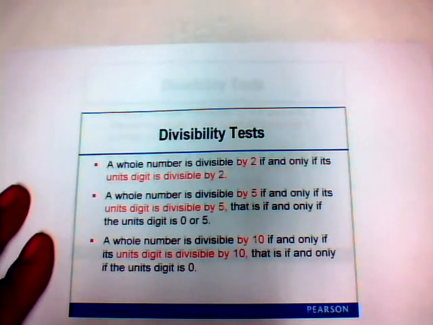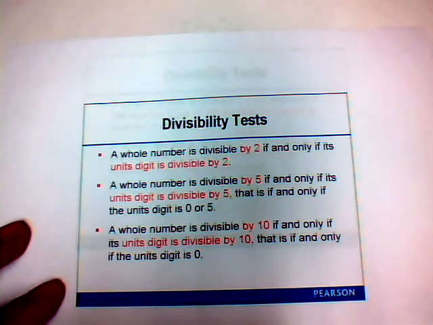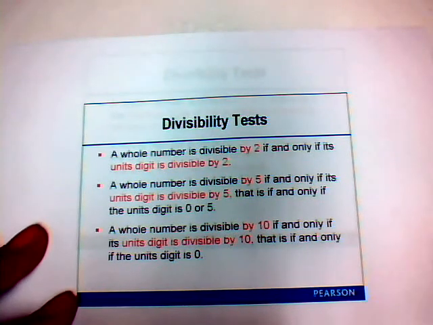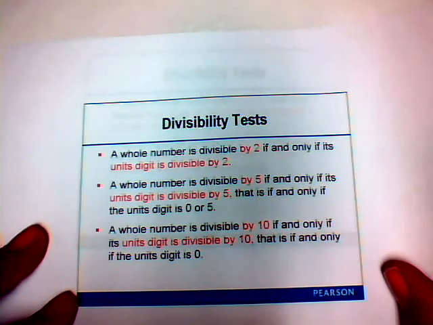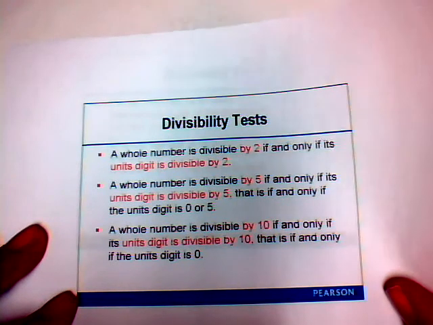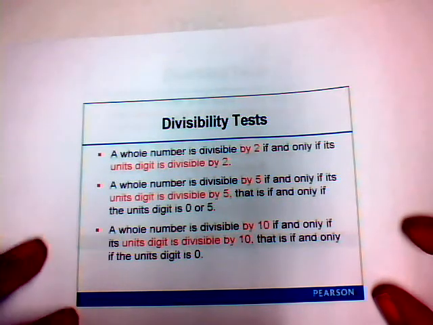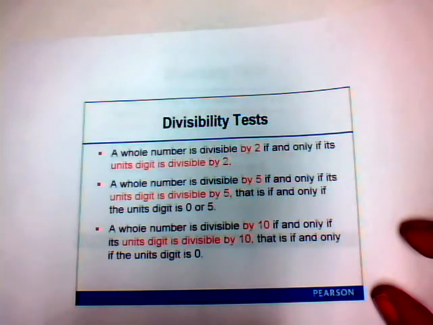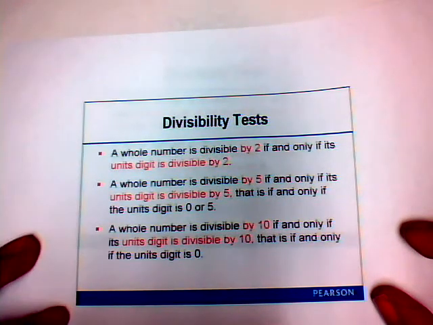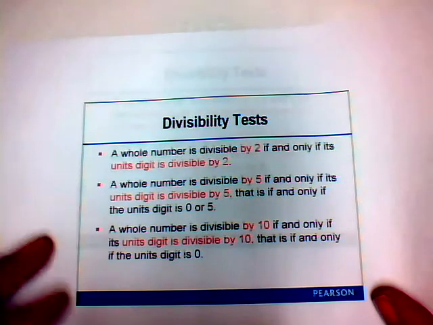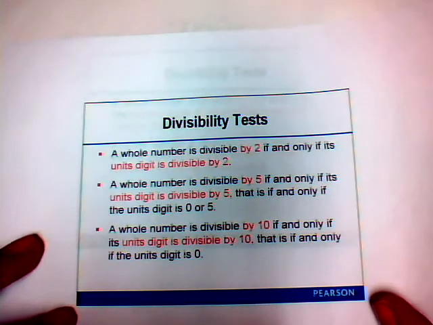Now let's talk about divisibility tests for various numbers. A whole number is divisible by 2 if and only if its units digit is divisible by 2. Okay, so if the ones digit is a 0, 2, 4, 6, or 8, then that means that number itself will be divisible by 2.